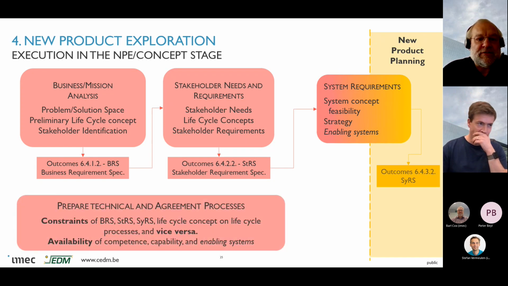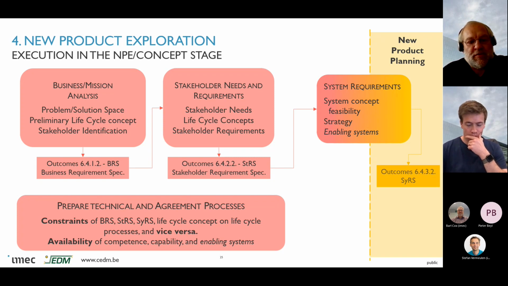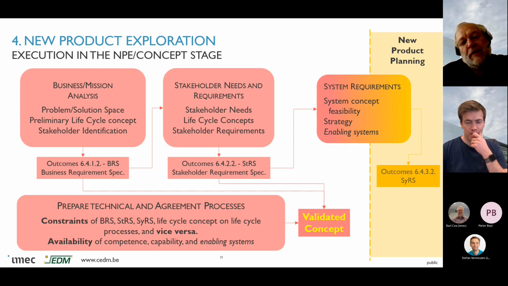But besides these two basic core technical processes, we have to prepare all the processes, the technical as well as the agreement processes for the full life cycle, look at the constraints which are imposed on the development, on the life cycle processes and on the requirements we are specifying, and also on the availability of competences, capabilities, etc. And this all is then brought together into a validated concept, which, if acceptable, forms the starting point for the system requirements and the new product planning stage.